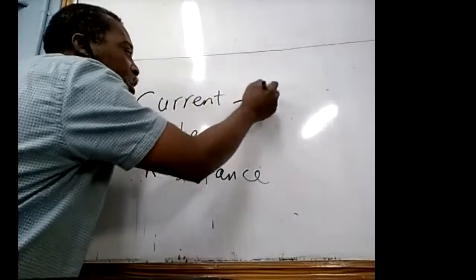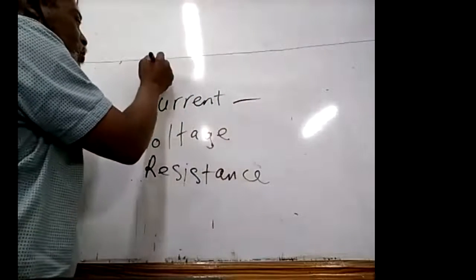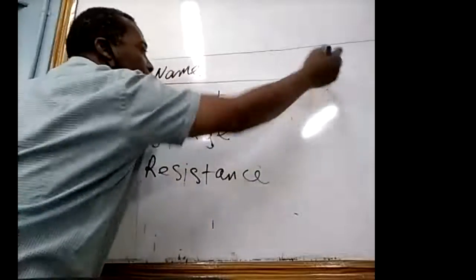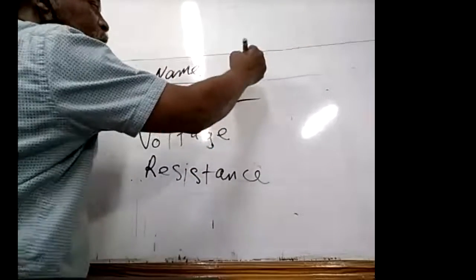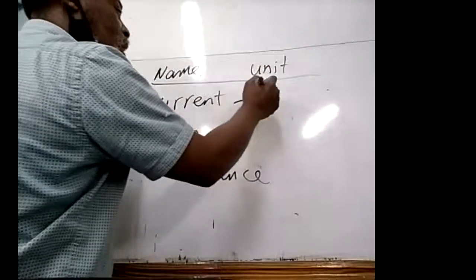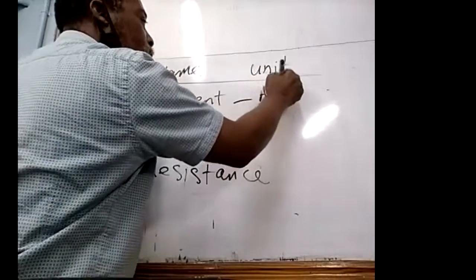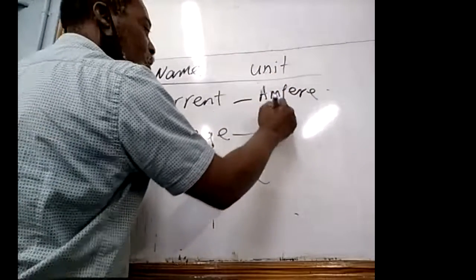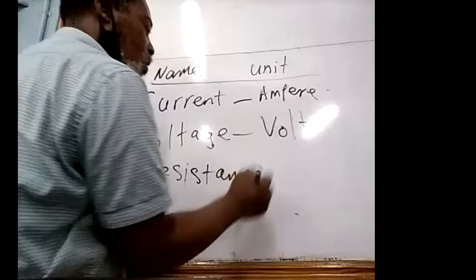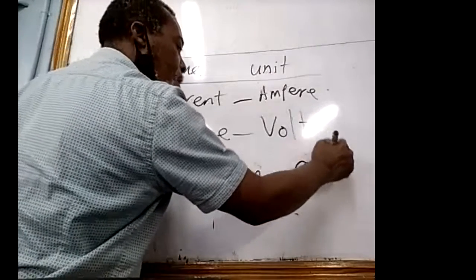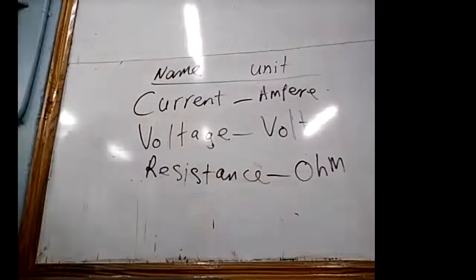So current is measured in ampere. I'm going to give you the name and the unit of measurement. Ampere. Voltage is measured in volts. Resistance is measured in ohms, or ohm. All right. So everybody have that?